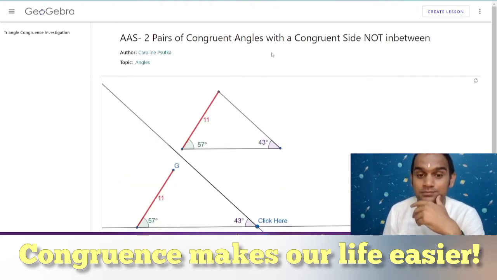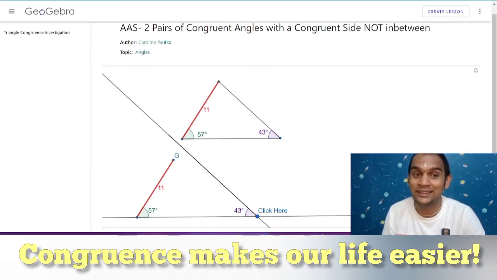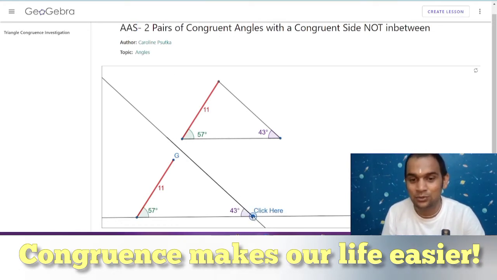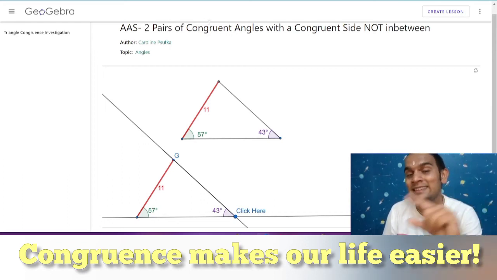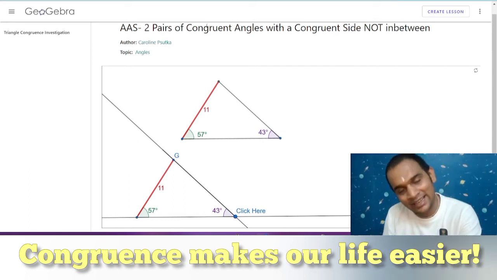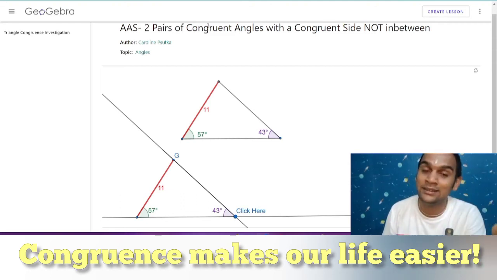Now, this one is really amazing. What if we have AAS criteria? That means two angles and any one of the sides is equal. So in this case as well, we will be getting a congruent shape. In the previous case, SAS is possible, but SSA is not possible. But in this criteria, ASA is also possible, and AAS is also possible.